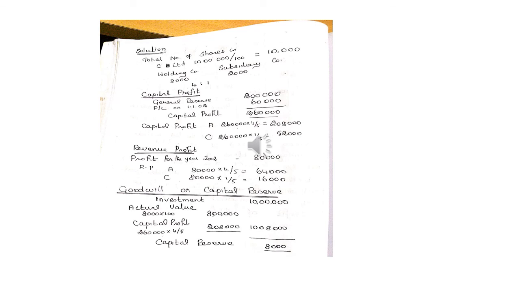Now we have to see revenue profit. Profit for the year 2002, 80,000. So the 80,000 is split between the holding and subsidiary company according to the ratio 4:1, 64,000 and 16,000. Then find out goodwill or capital reserve. Investment is 10 lakh. Actual value of share is 8 lakh. And the holding company takes some profit from the subsidiary company, that is capital profit, 2,08,000. Total is 10,08,000. So it is a capital reserve.